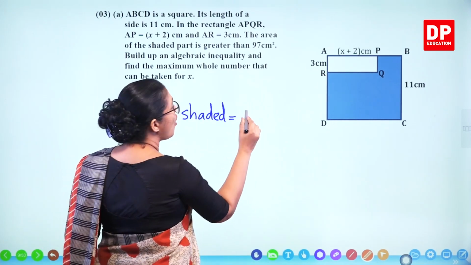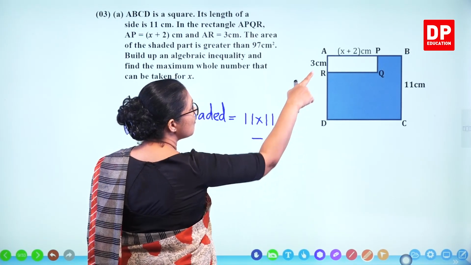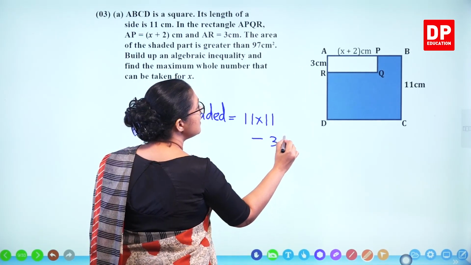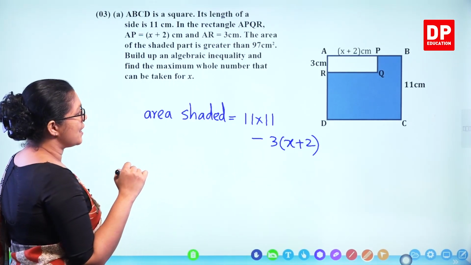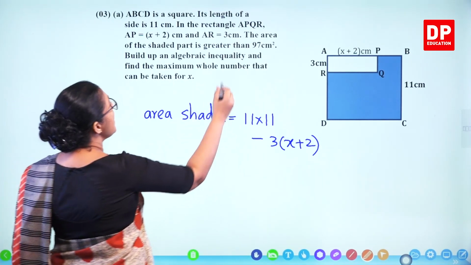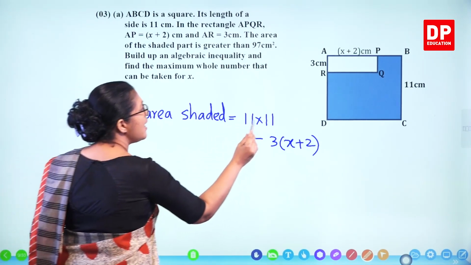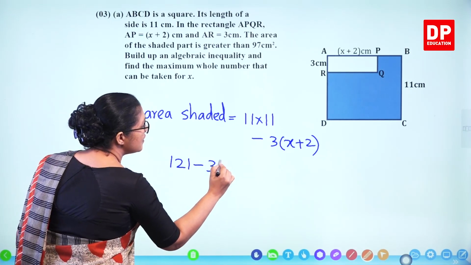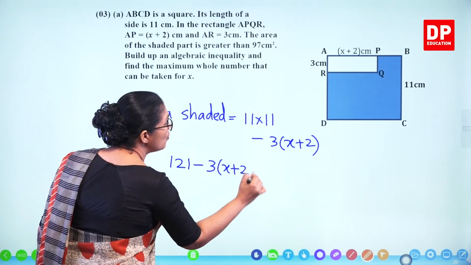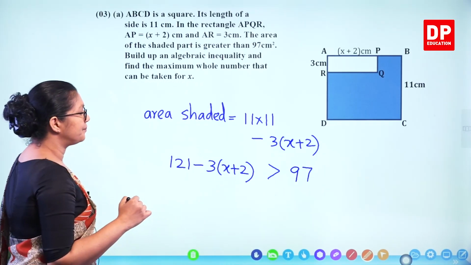What's the area of the square? 11 times 11. Minus, what's the area of the rectangle? 3 into x plus 2. Length into width. So that area is greater than 97. So how can you write? 11 times 11, 121 minus 3 times x plus 2 is greater than 97.